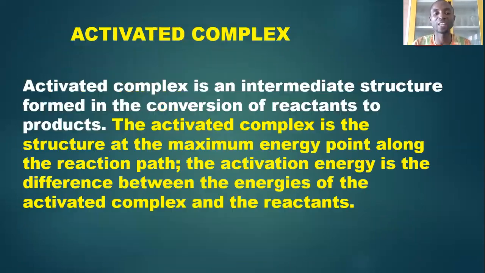Now we have what we call the activated complex. The activated complex is just an intermediate structure formed in the conversion of reactant to product. Between the breaking of bonds and the formation of new products, there is a complex we call the activated complex. It is the structure at the maximum energy point along the reaction path. The activation energy is the difference between the energy of the activated complex and the reactant. The activated complex is the highest peak of the energy pathway. Look at it.